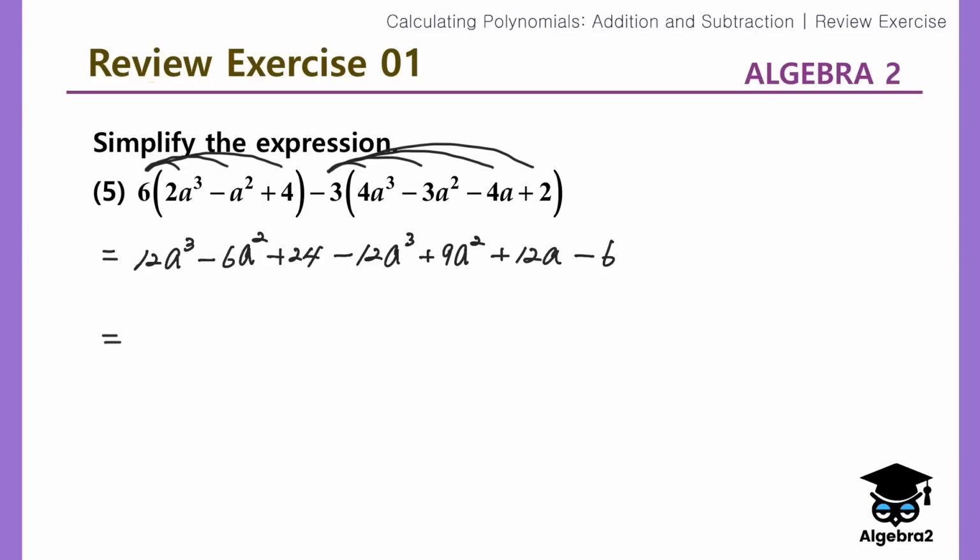So let's simplify this. We have 12a cubed minus 12a cubed. 12 minus 12, that's 0. So we don't have to write it. Square terms, negative 6a squared plus 9a squared. Minus 6 plus 9, that's plus 3. So that's 3a squared. And we have a term, 12a. There's only one a term, right? So just the plus 12a. And constant, we have 24 minus 6. 24 minus 6, that's plus 18.